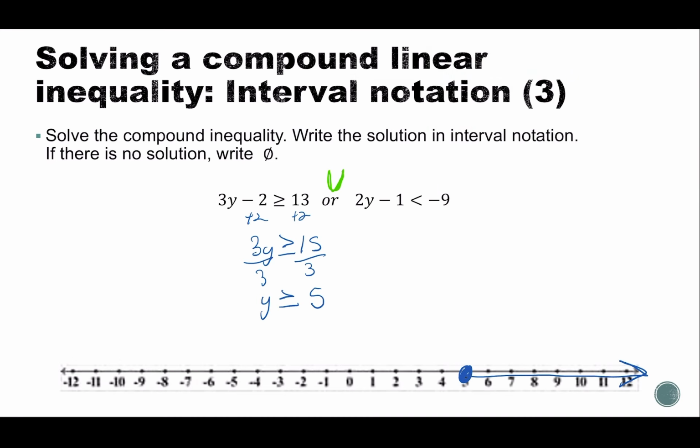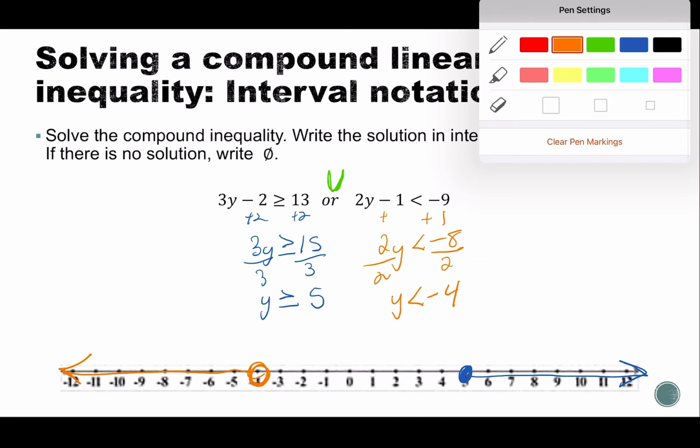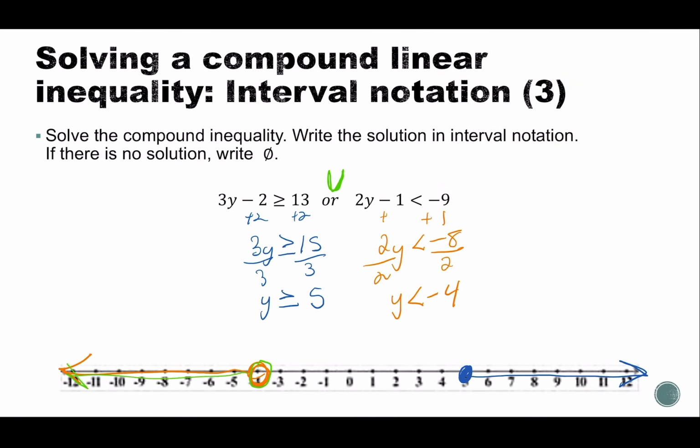Switching to orange, I've got 2y minus 1 is less than or equal to negative 9. I add 1 to both sides. 2y is less than or equal to negative 8. I divide both sides by 2. Y is less than or equal to negative 4. So I go to negative 4. It's an open dot, and I shade everything to the left because it's less than. So my solution is all of the orange and all of the blue.